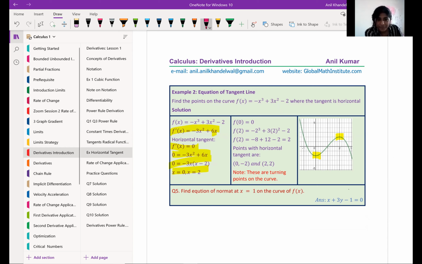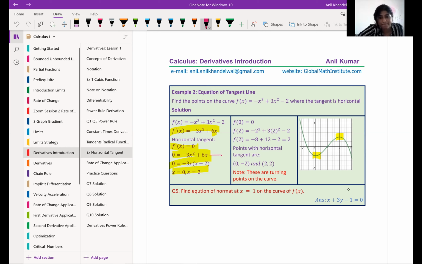Right. So find the points on the curve f of x equals minus x cubed plus 3x squared minus 2, where the tangent is horizontal. So we found the derivative. We got minus 3 because we did minus 1 times 3, and then x, and then 3 minus 1, which is 2. So you get minus 3x squared. And then you do 3 times 2, which is 6, and then x to the 1 is just 1, so 6x.